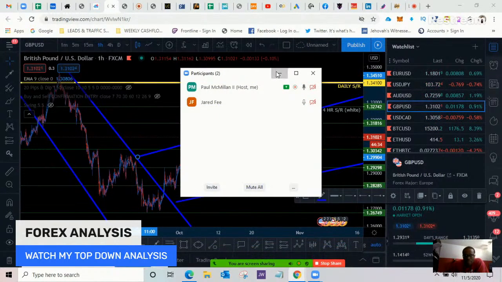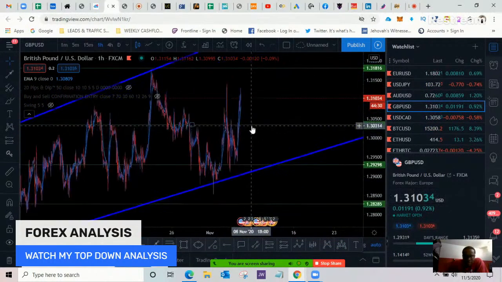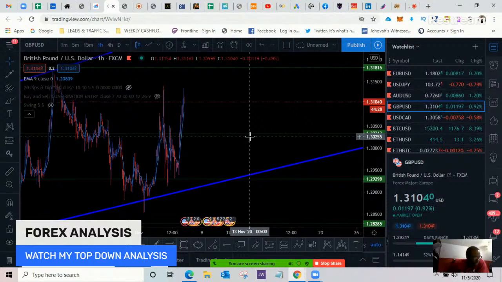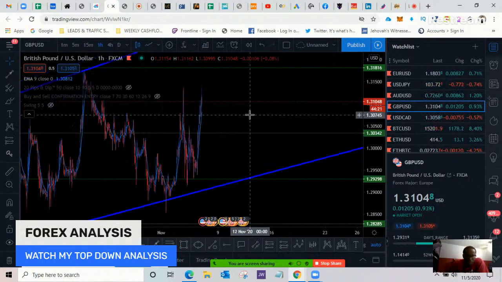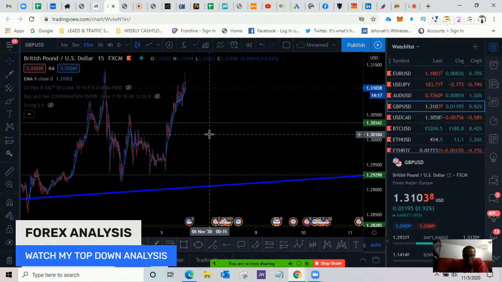So what I'm going to do next is, when I look at my rules, I see what price is doing on the 1 hour. Now I'm going to switch to the 15-minute and I'm going to be looking for an entry.